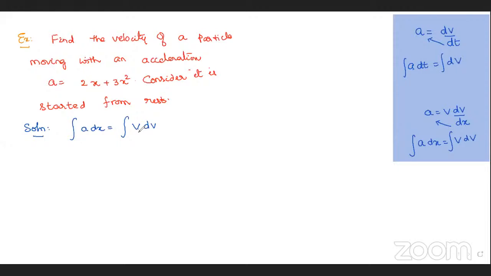See here. It is started from rest, means initially its velocity is equal to 0. So the initial value is the lower limit. Lower limit in velocity I put here as 0. After certain x, what is the velocity? I don't know. I don't know means that velocity, let it be v. I have to find that out.